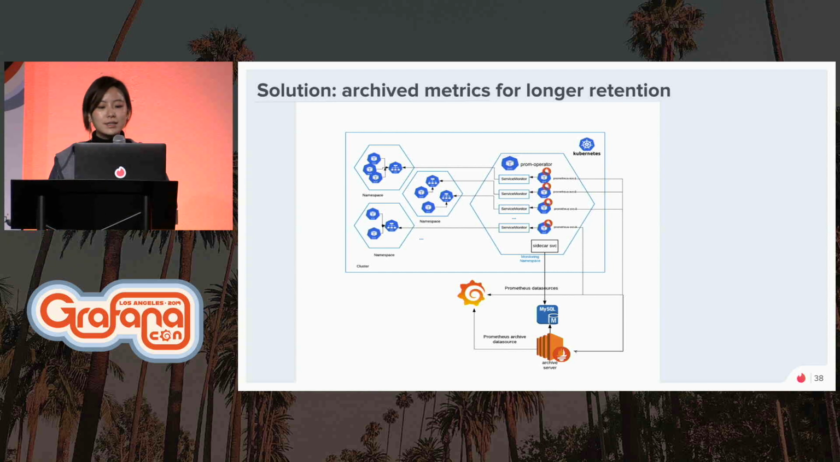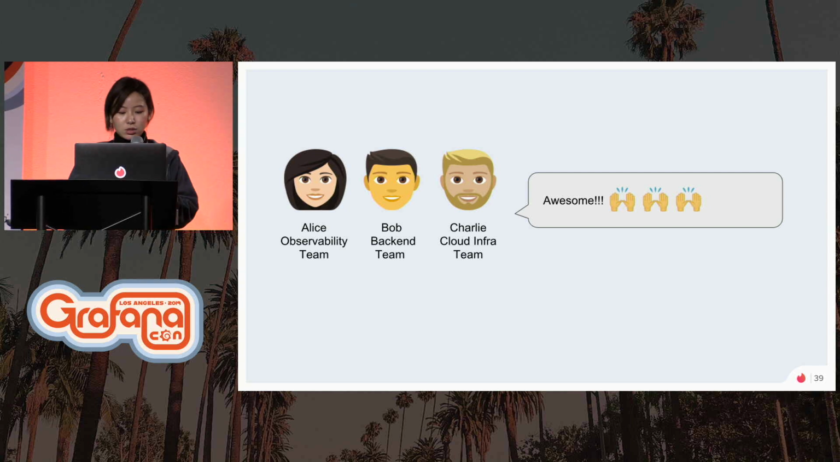We added a separate sidecar service inside the monitoring namespace, which will help collect all the updated Prometheus services and put that into a separate MySQL database. Then the archive server, which is on a traditional EC2 instance, will check the database result, pull those targets' metrics in, and expose itself as a separate Prometheus archive data source. Then problem solved. Do you think we'll get more requests from Bob or Charlie?